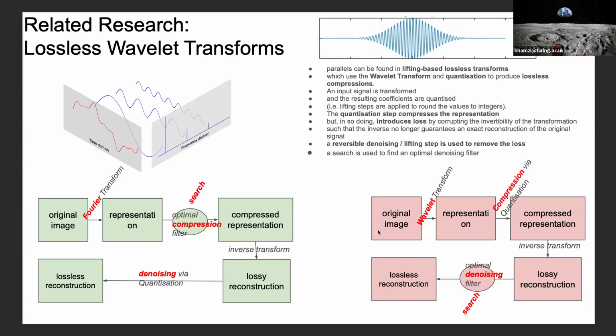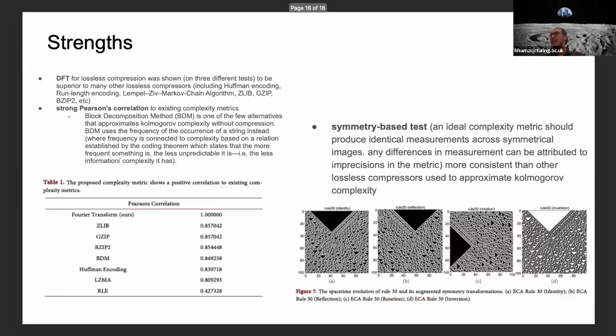So again, there's a search for a filter, but it's almost turned on its head in this case, where quantization is used to compress and the filter is used to denoise, as opposed to where we use the filter to compress and quantization to denoise. This line of work was just found independently.